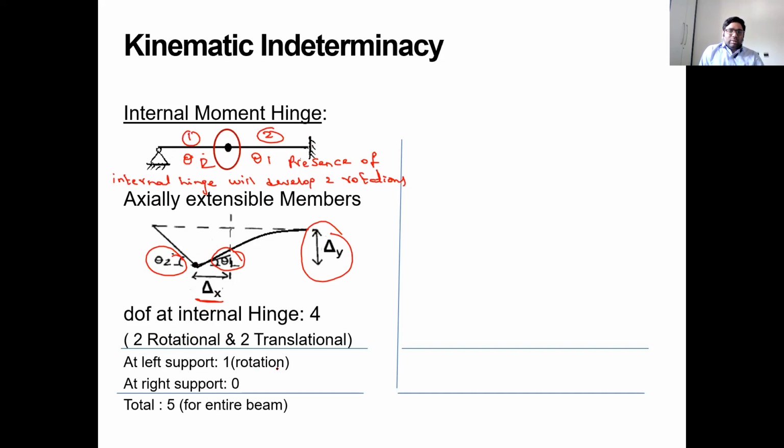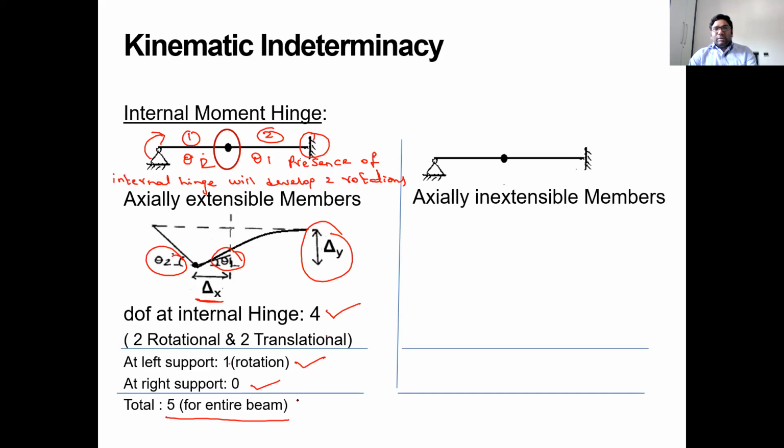At left support, one rotation. So at right support, 0. So total 5 for the entire beam. See here, this is roller, so this is pinned. So pinned will have one rotation, and for that one rotation we have 1 in the left support, and right support is actually fixed, and for fixed support it is 0, and at internal hinge we have 4. So 4 plus 1, that is total 5.